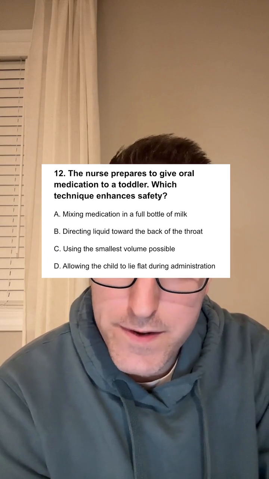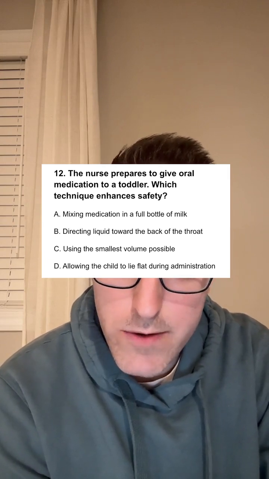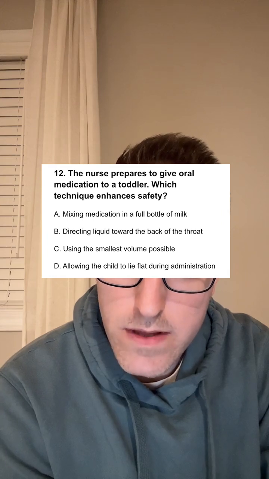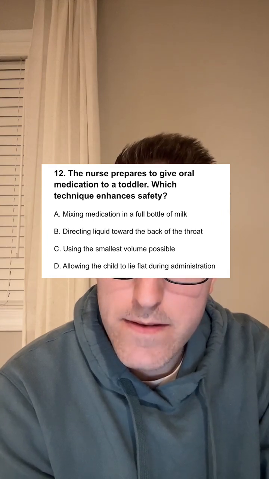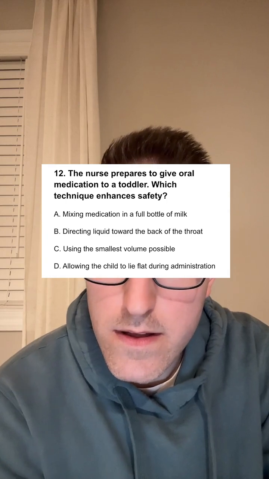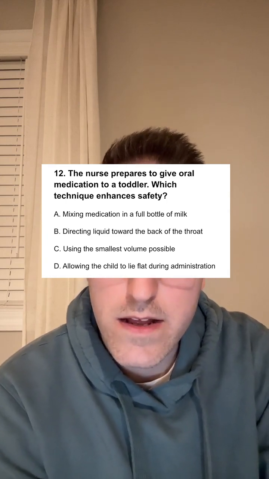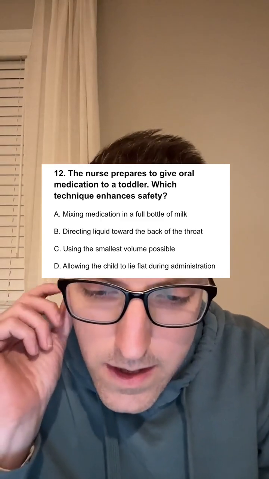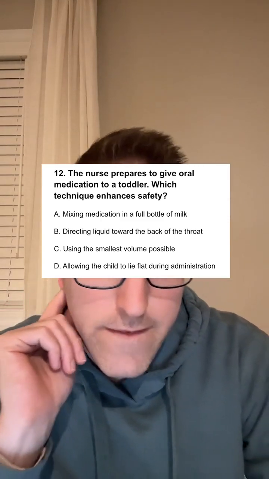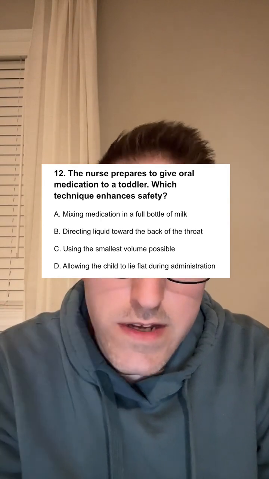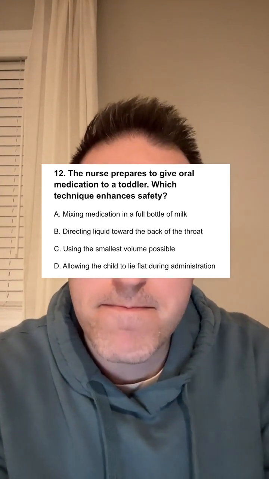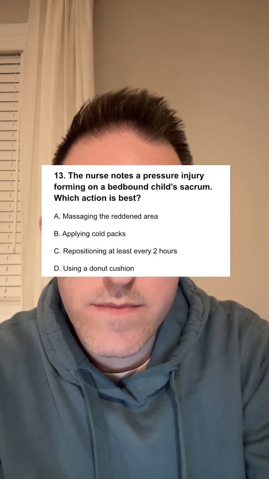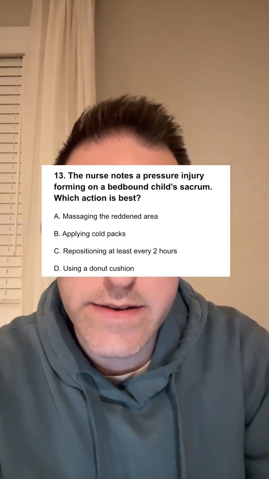So what else did you guys say? D. D is going to be wrong because sitting upright prevents aspiration. Okay, so we want them to be sitting up. I think B and D, A was being said. A is wrong because if the child doesn't finish the bottle, the dose is inaccurate. Okay. All right. Good job, guys.